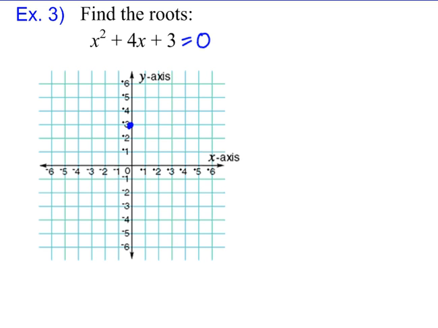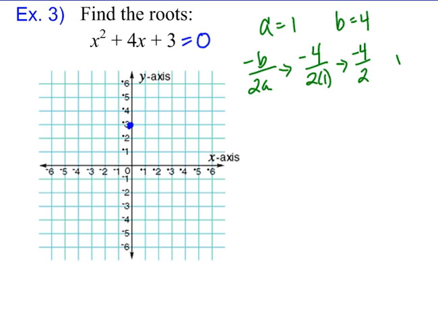So let's find out what the axis of symmetry is. So A equals 1 and B equals 4. So the opposite of B divided by 2A would be negative 4 divided by 2 times 1. Negative 4 divided by 2 happens to be negative 2, so we're going to put our axis of symmetry at negative 2. Okay, we know it's going to open up, so it's around here somewhere. We need to get our vertex before we pick a point.